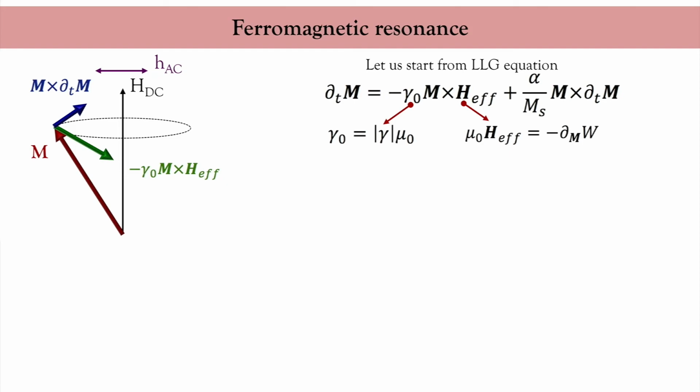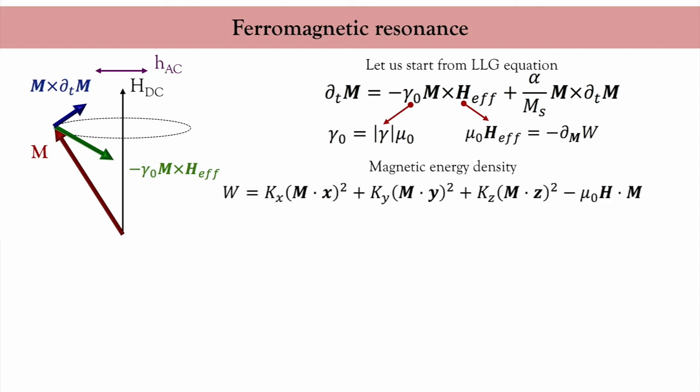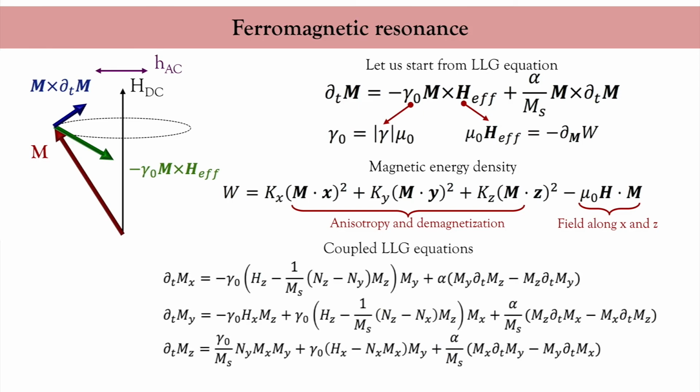To see how it works, let's consider the following magnetic energy, composed of anisotropy terms and the external magnetic field, along both the x and z direction. Using the Landau-Lifshitz-Bloch equation, I obtain three coupled equations in which nx, ny, and nz are the magnetic anisotropy fields.